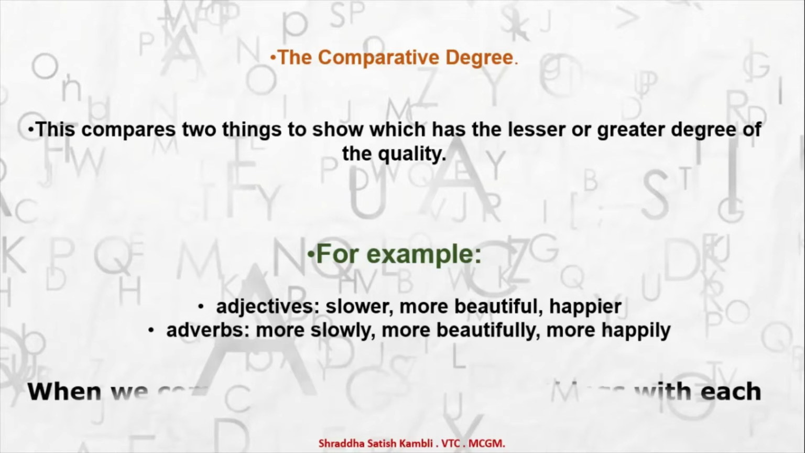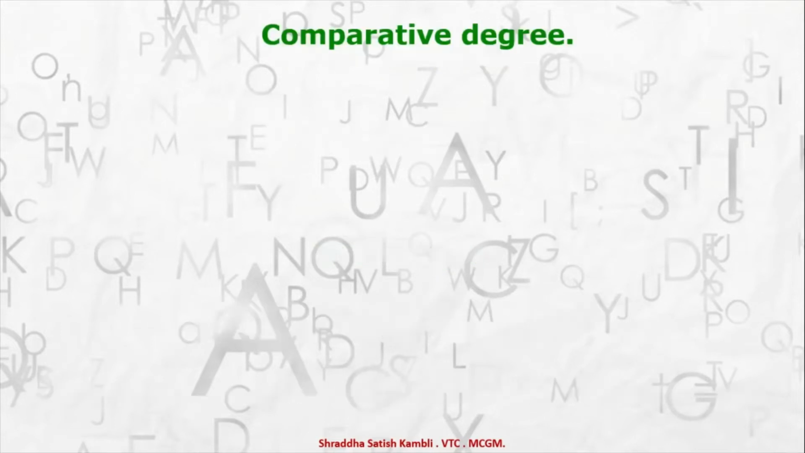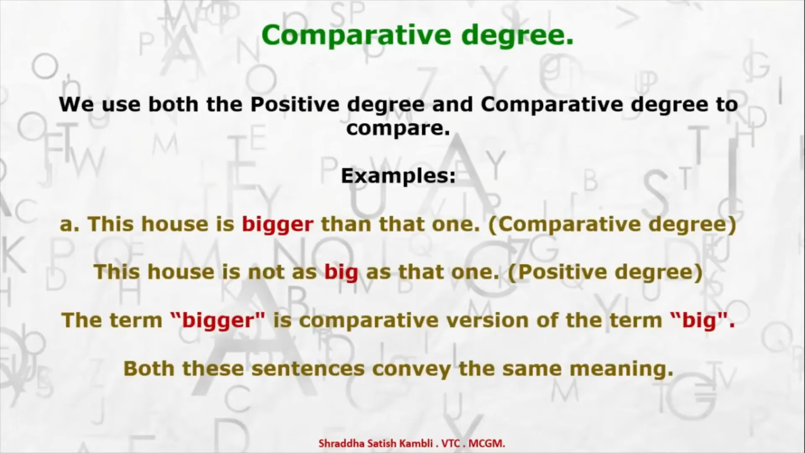Coming to some examples of comparative degree, but before that: when we compare two persons or two things with each other, then we say that it is the comparative degree. Two persons or two things. When it is more than two, we will come to it later. Alright, some examples of comparative degree here.